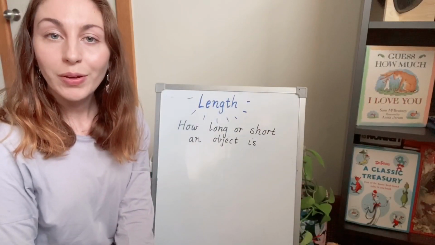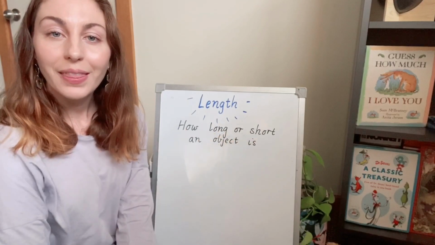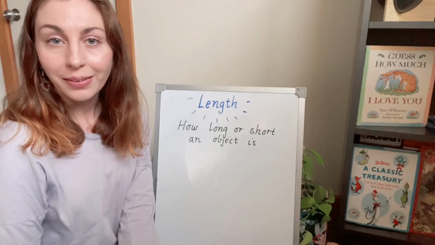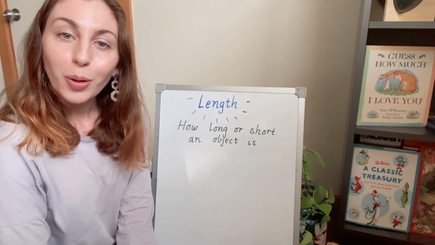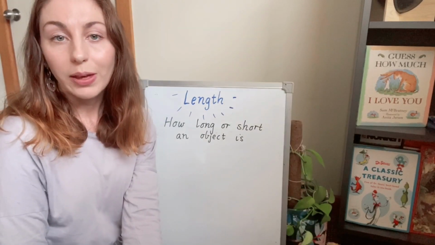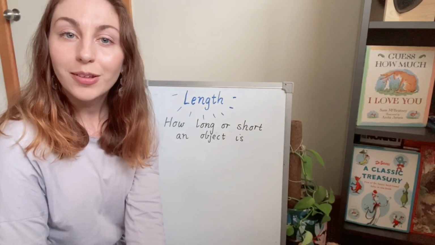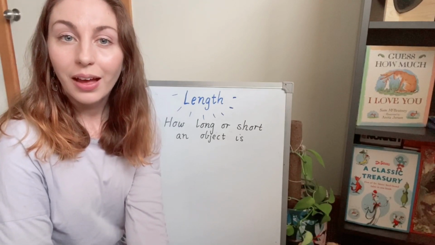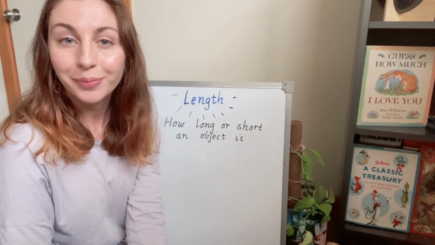The length of an object is how long or short that object is. We can use lots of different things to measure length. You might have used a ruler before or a piece of string. This week we're going to have a go at using different objects in our house to measure the length of other objects. I'll show you how I do mine first, and then you can have a go at home.